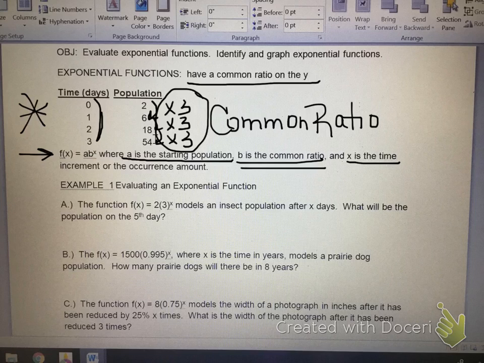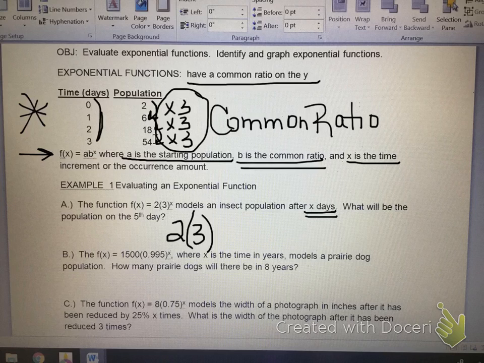So let's look at example 1. The function f of x is equal to 2 times 3 to the x power, and that models an insect population after x days. What will be the population on the 5th day? So as you break this down, 2 is your starting population. You're starting with 2 insects. The 3 is the common ratio. That just means that the population is tripling every day. And then x tells you in the problem, that's number of days.